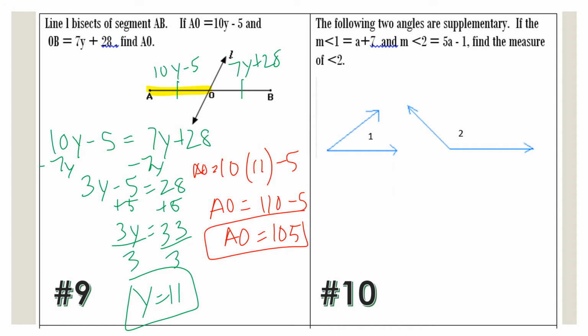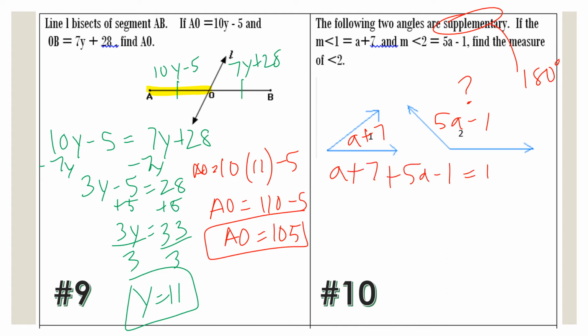Number 10, the following two angles are supplementary. So if they are supplementary, that means that they add up to 180 degrees. The measure of angle 1 is A plus 7, and the measure of angle 2 is 5A minus 1. They are asking us to find the measure of angle 2. So we know angle 1 plus angle 2 has to equal 180 degrees. You need to add up your A's, so 6A. Add up your constants, so positive 6 equals 180.